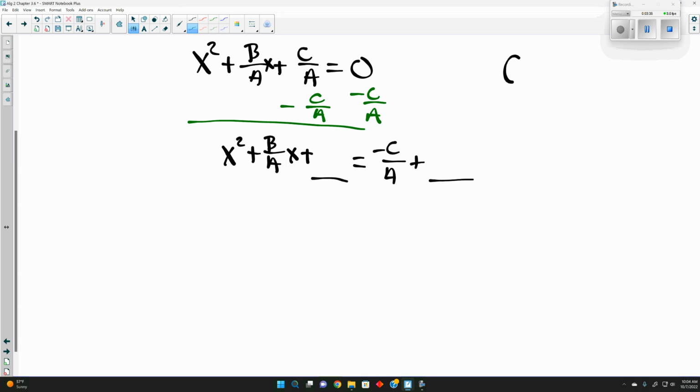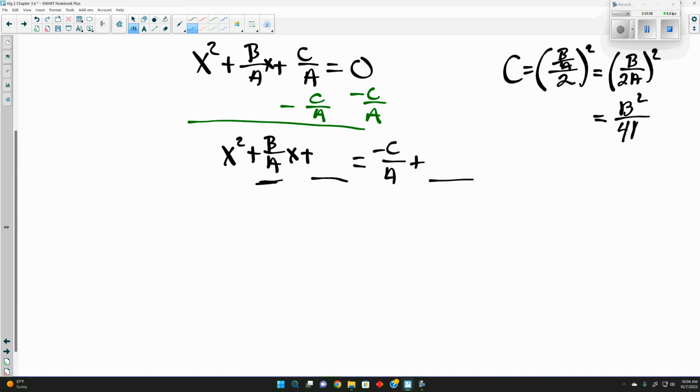Now we need to find the value of the blank, which is our b over 2 squared. But in this case, the coefficient is b over a, so we have b over a over 2, which is actually b over 2a, squared. If we square that, we get b squared over 4a squared. So again, we're just going through these steps here.